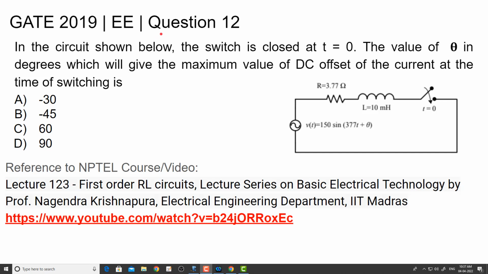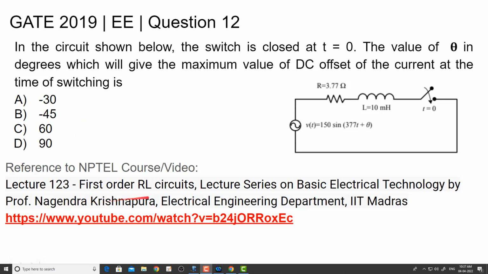Welcome all. Now I am going to discuss question number 12 from the GATE 2019 paper Electrical Engineering. The question is, in the circuit shown below, the switch is closed at t is equal to 0. The value of theta in degrees, which will give the maximum value of DC offset of the current at the time of switching is. These are the given options.